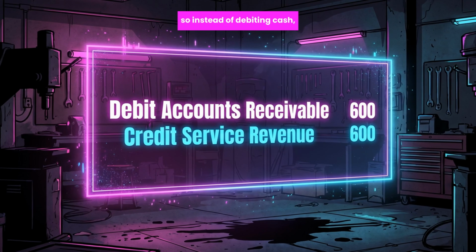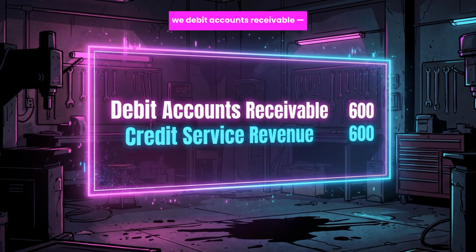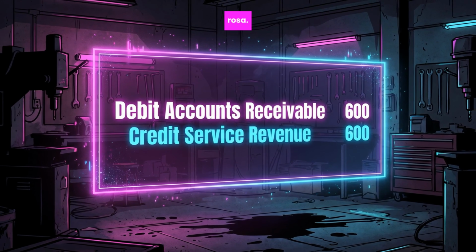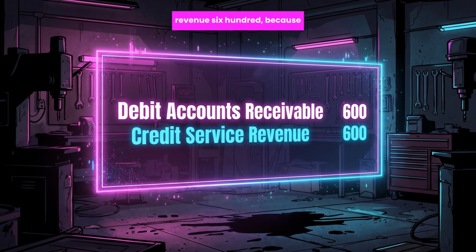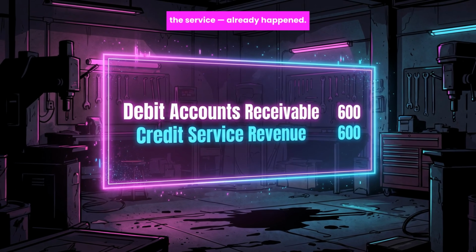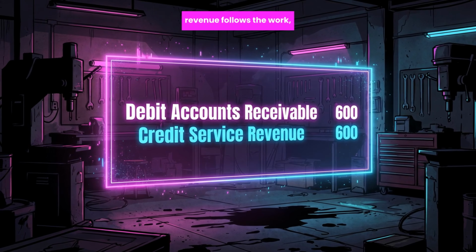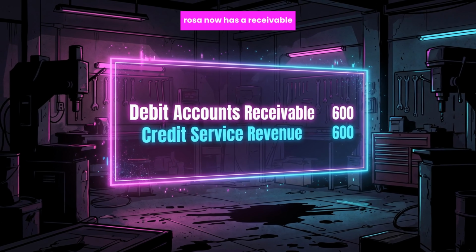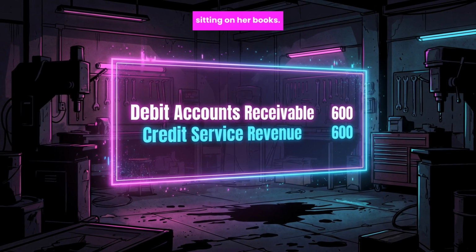So instead of debiting cash, we debit accounts receivable, $600. That's the amount the customer owes Rosa. And we still credit service revenue $600 because the economic event, completing the service, already happened. Revenue follows the work, not the payment. The entry balances, and Rosa now has a receivable sitting on her books.